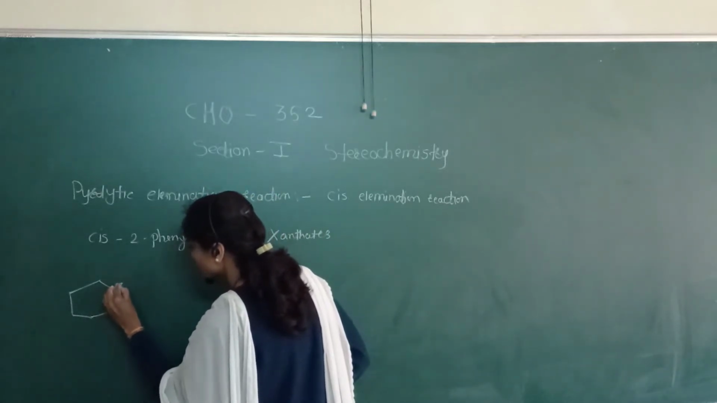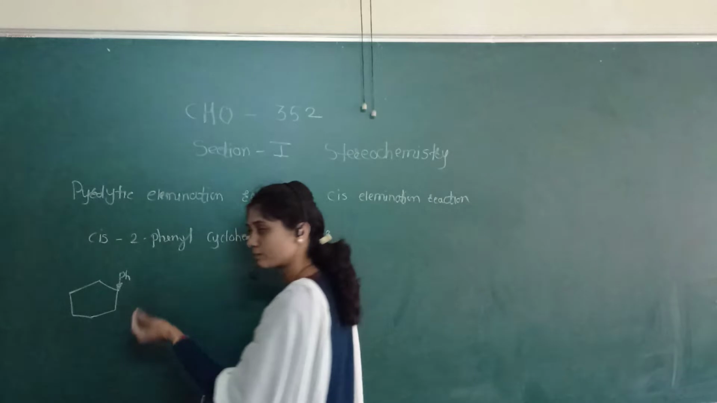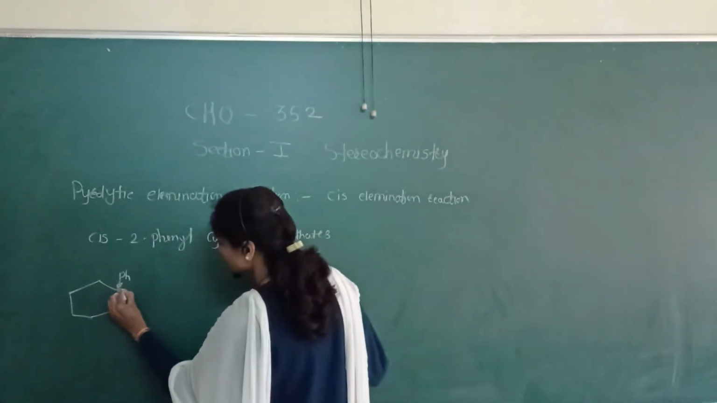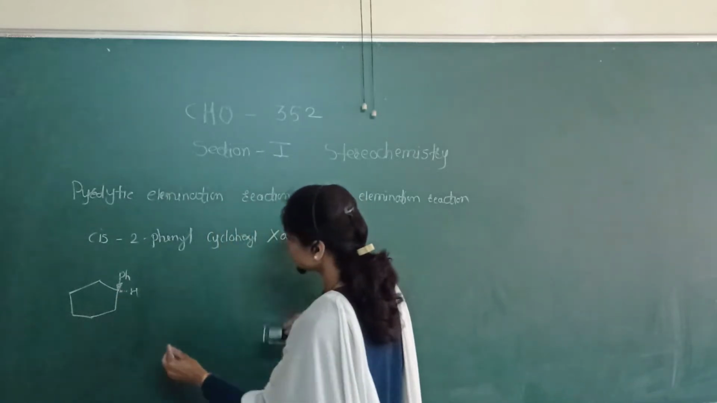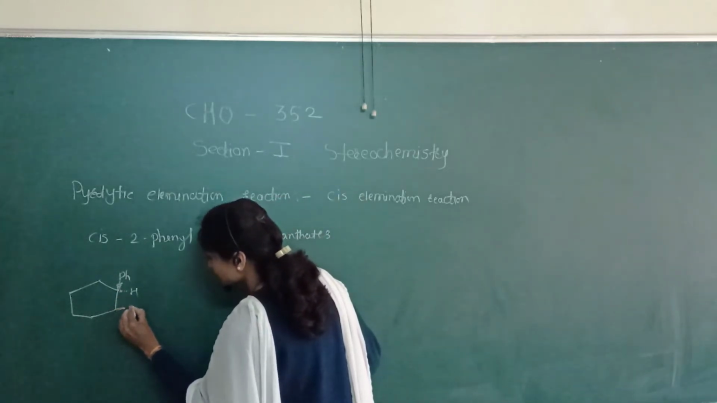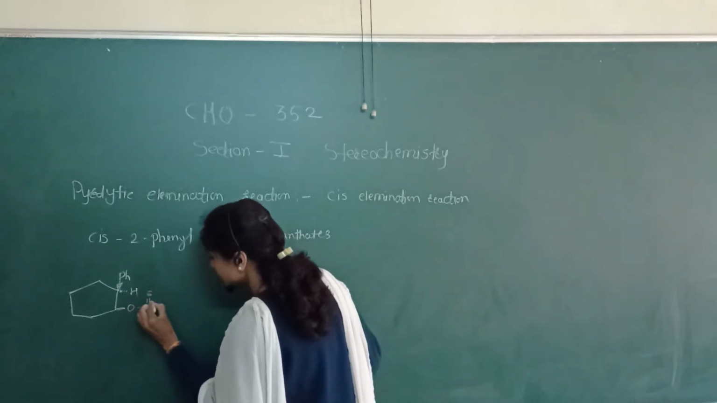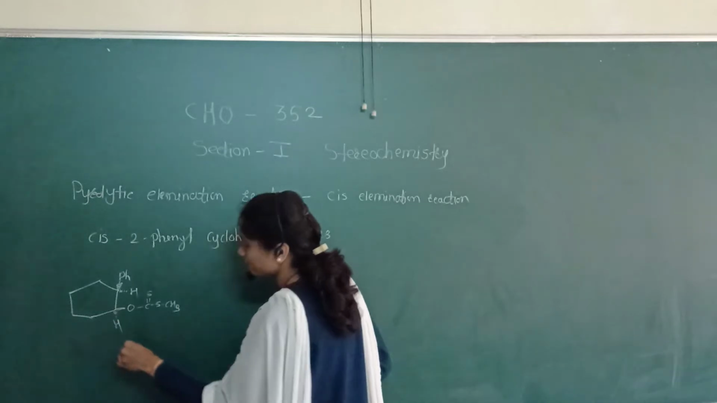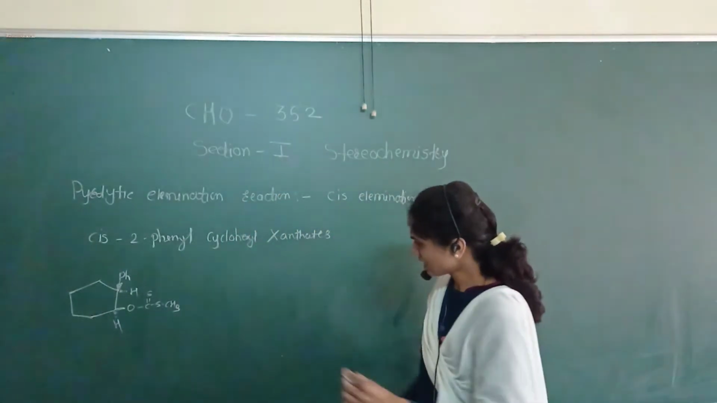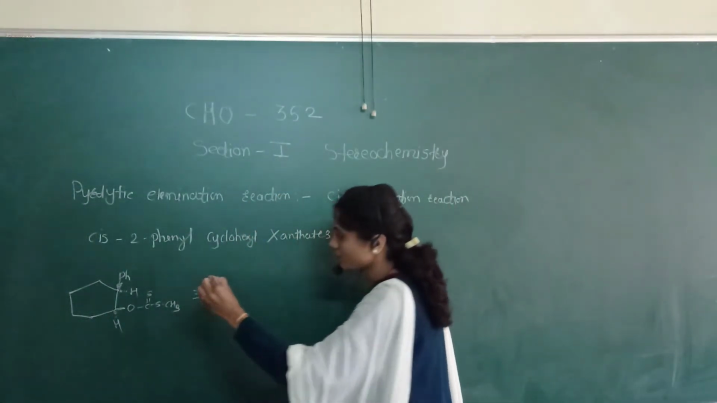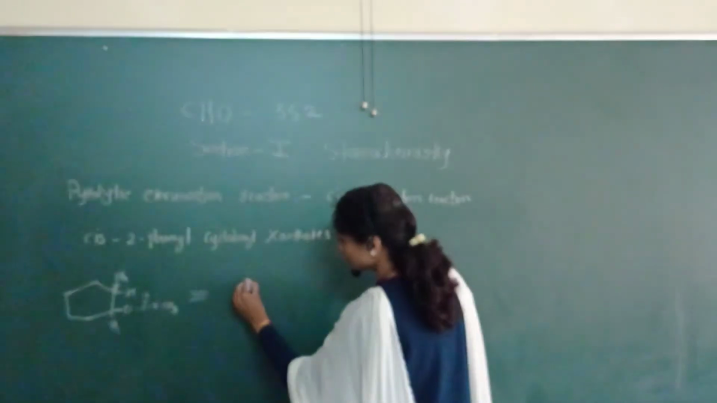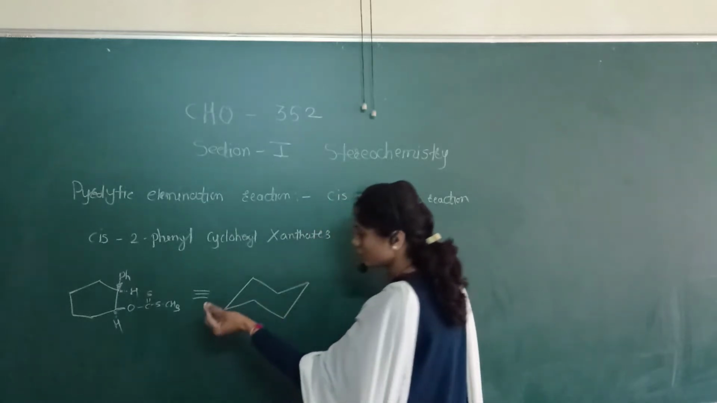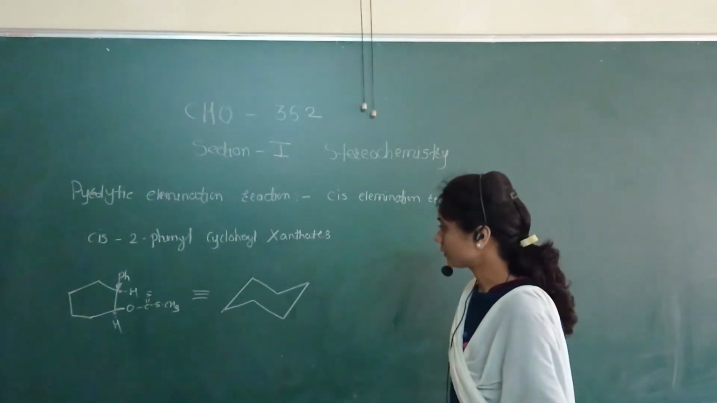Cis means must be above the plane or must be below the plane. Suppose this phenyl group is above the plane and this hydrogen is below the plane, and this xanthate is also above the plane, O C double bond S, S C H 3, and this hydrogen is below the plane. Now the chair form of this cyclic structure, because the chair form is the more stable conformation in cyclohexane.